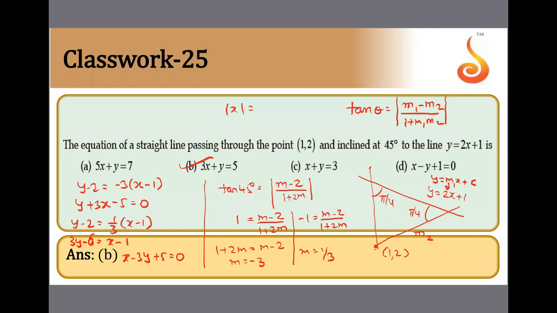Mod x equal to 2 means x equal to plus or minus 2. Therefore, this is modulus, so we write plus 1 as well as minus 1. Definitely two possibilities, you can see from the diagram. So tan theta is equal to (m1 minus m2) upon (1 plus m1 m2). Whenever modulus is there, we take the plus sign as well as the minus sign. Okay, let us move further.